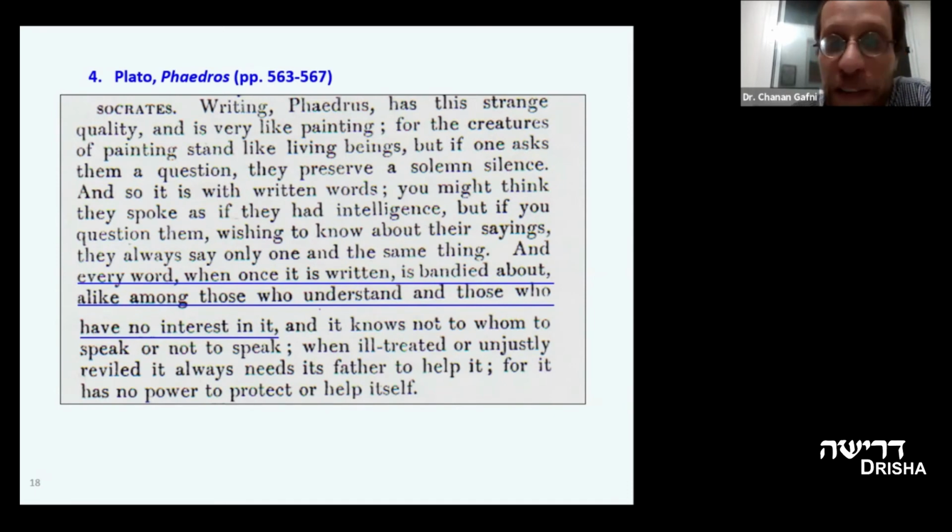What's the father of the painting or of the text? The author. But when you buy a book, the author doesn't come along with the book. You're left with the text on your own, and if there are any questions, you're just left to struggle with that on your own. So some people say that perhaps this could have been part of the inspiration that led Maimonides to say what he says.